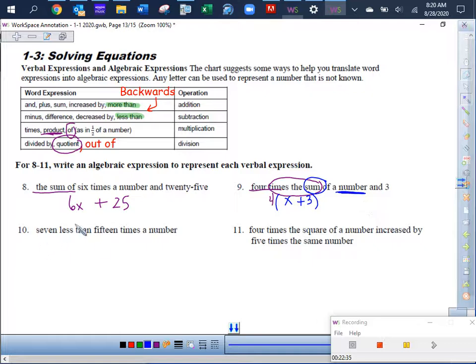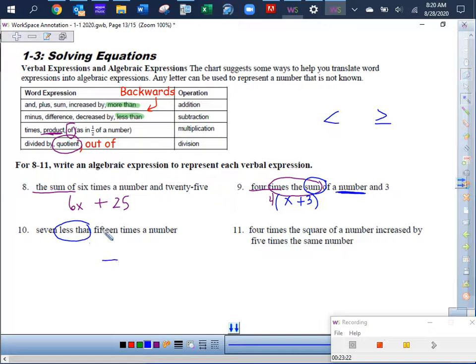But 7, bing, less than 15 times a number. First of all, less than is totally different than is less than. Remember these symbols? If my pen would work. Less than and greater than, or less than or equal to and greater than or equal to. These have is in front of them, like it is less than or it is greater than. This just says less than, so that means subtract. So we're going to do subtract.